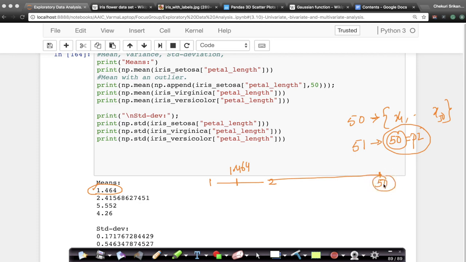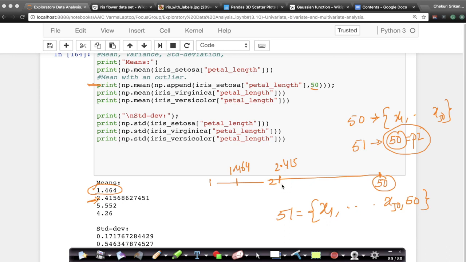Now, when I have one error like this, what happens to the mean? If you look at the second line, I'm taking the mean by appending all the values in the petal length, all the 50 values that I have for setosa's petal length, with a value of 50. So I have 51 values here, such that I have my x1 to x50, and my 51st value is 50 itself. Now when I append such a value, the mean becomes 2.4, which means one simple error could corrupt my mean a lot. My actual mean is 1.464. Just because I had one error, my mean now became 2.415.